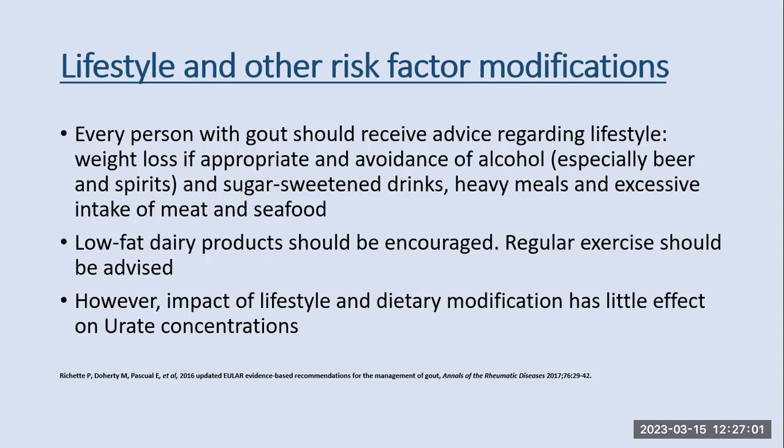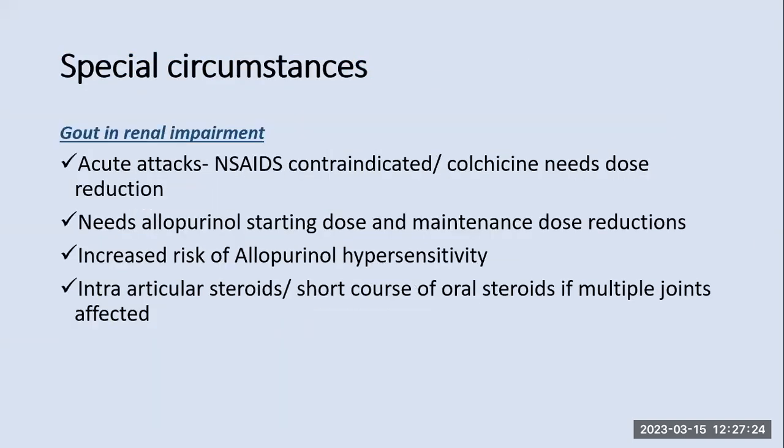Avoidance of alcohol, sugar sweetened drinks, and also seafood and red meat intake. And unfortunately, if you go through the list, they would be left without anything. So the other important thing is the impact of lifestyle modification and dietary modification, drinking plenty of water. So there are special circumstances that we need to consider. Managing gout in renal impairment.